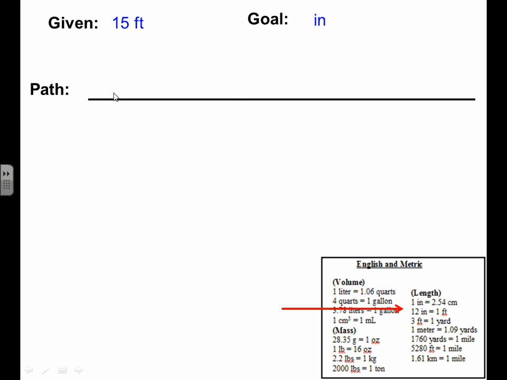Cool. So what we want to do now is write out a path. Our path is just going to be from feet into inches. And for every arrow, not all of your paths are going to be just one step, again, we're just introducing this, every arrow is one conversion that you're going to need. So we know we're going to need one conversion, and that conversion is 12 inches is equal to 1 foot. Or, again, with the equals, you can write it either way. So I can say 12 inches equals 1 foot, or I could say 1 foot equals 12 inches. These are the exact same thing. I'm just changing the way that I write it.